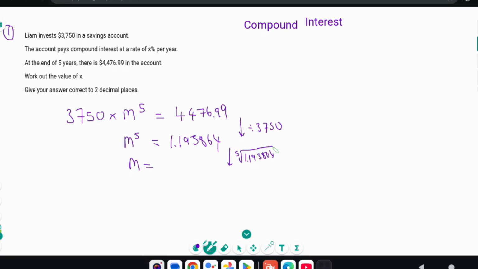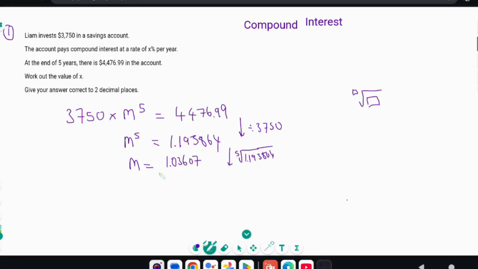So on your calculator, mine has like a box and a box like this. So we choose that function. We need 5 in the top and then your answer in the bottom, which gives us our M is 1.03607. Okay, so that's our multiplier though.